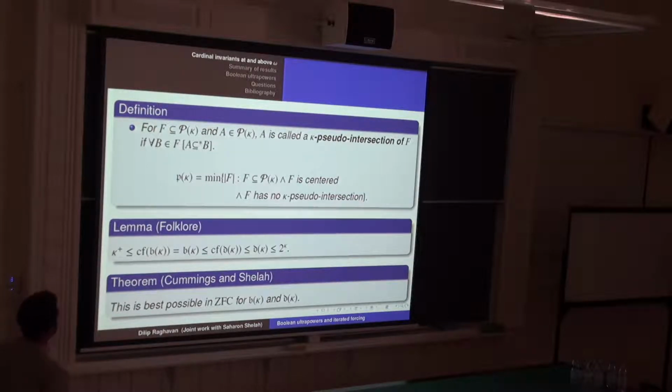A kappa pseudo intersection means the following: take a family F of subsets of kappa. A is called a kappa pseudo intersection if it is contained in all the members of F modulo a set of size less than kappa in this sense. And P kappa is the minimal size of a centered family which has no kappa pseudo intersection. I should say maybe here that it's not actually clear whether this is the right generalization of P to kappa. You could also, for example, look at the forcing axiom for kappa-centered posets or things like that. It's not really clear whether this is the correct generalization to kappa. But anyway, not worry about that now.